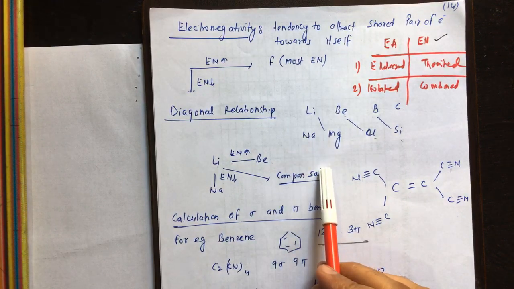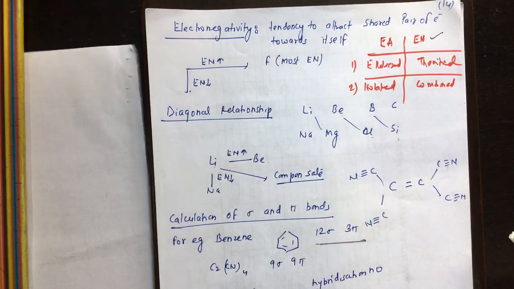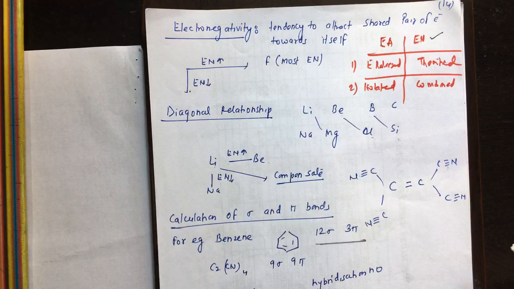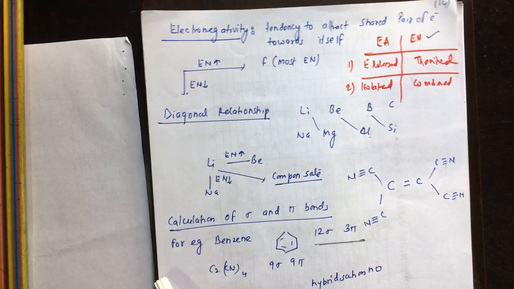So lithium and magnesium resemble in most of the properties in terms of compound formation. Lithium reacts with oxygen to form oxide, magnesium also reacts with oxygen to form oxide. Lithium carbonate decomposes to form lithium oxide and carbon dioxide, magnesium carbonate also decomposes to form magnesium oxide and carbon dioxide. Many more properties are there which we can relate. Okay, so what is the theoretical discussion?